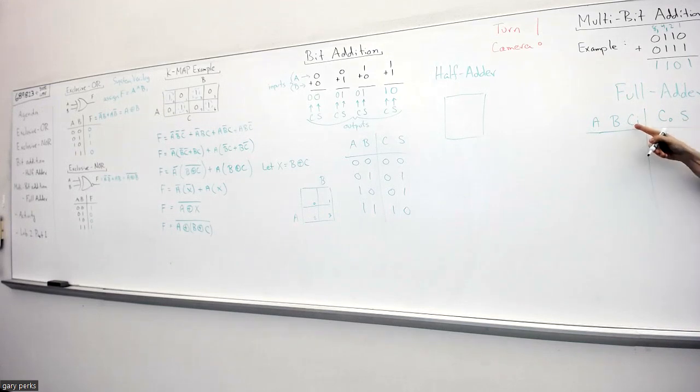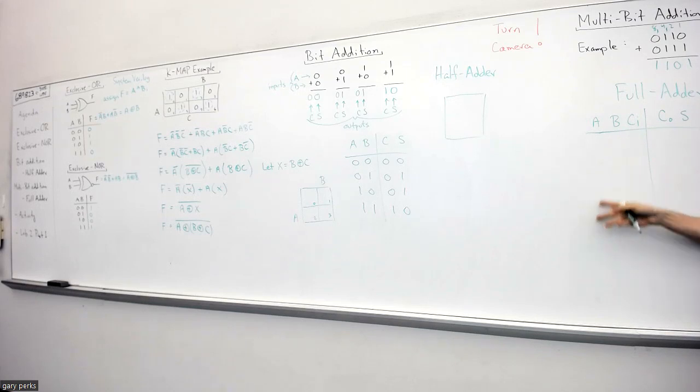Carry. Yeah, C is carry. So this CI would be carry input or carry in, and CO would be carry out. Okay. Since the full adder has 3 inputs that are binary, each input could either be a 0 or a 1. How many unique combinations or values can I get from 3 binary inputs?